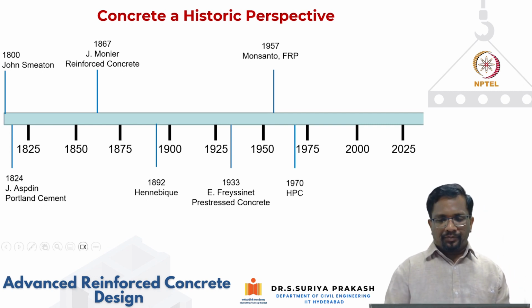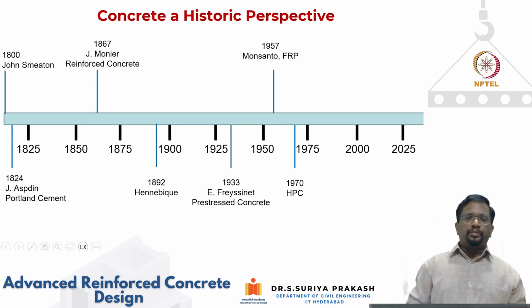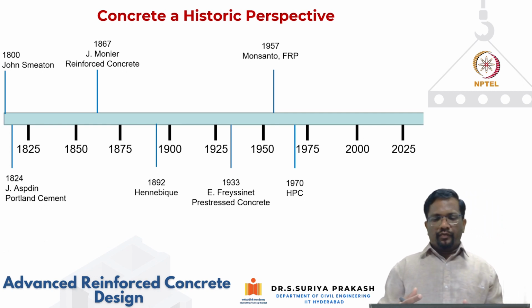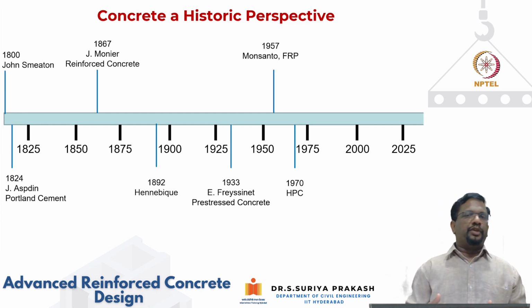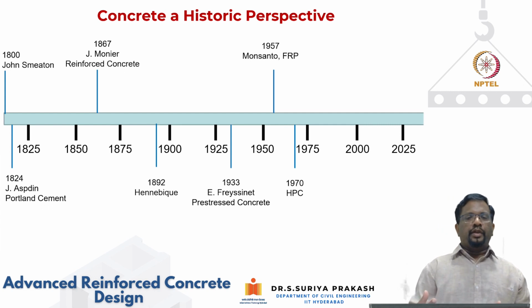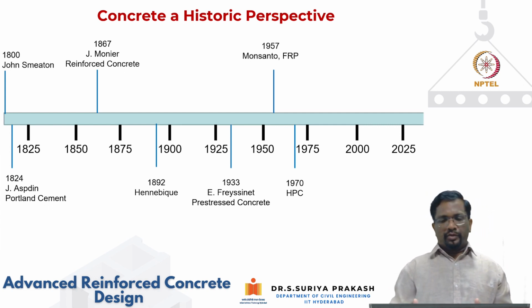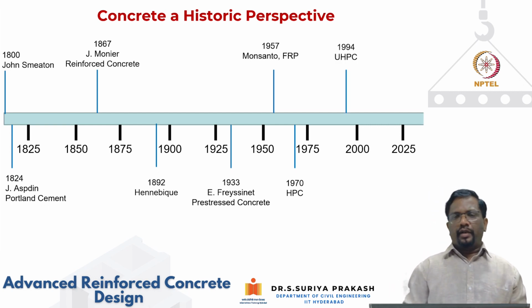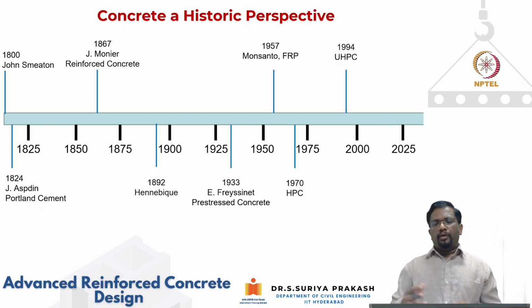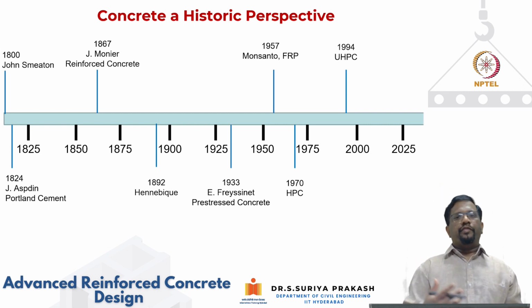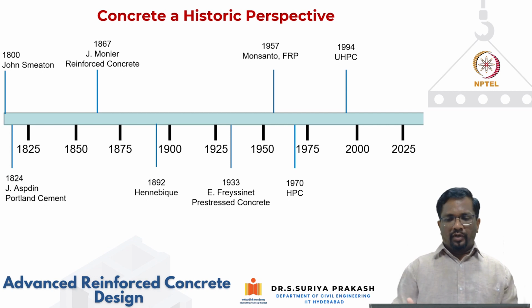So this glass FRP was one of the pioneering attempts to showcase that these modern materials also can be used for construction. Then around the 1970s, people invented high performance concrete using a lot of supplementary cementitious materials, and they were able to get higher strength and higher durability performance and so on. Right? And around 1994 in Europe, people invented something called ultra high performance concrete, which is being very widely used across the world now.